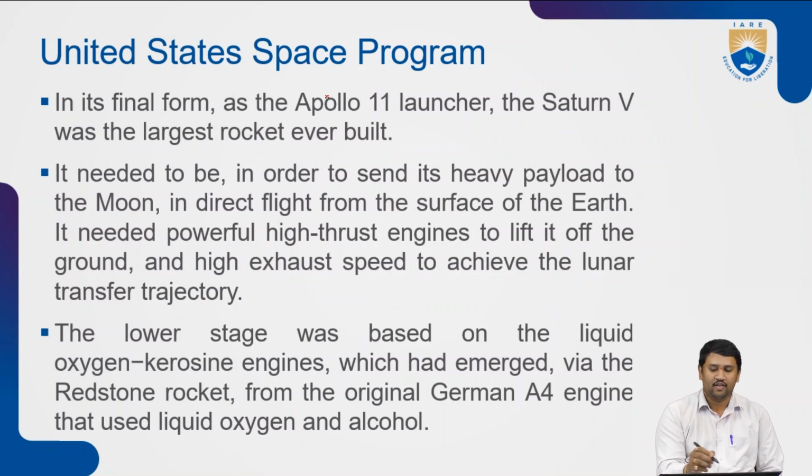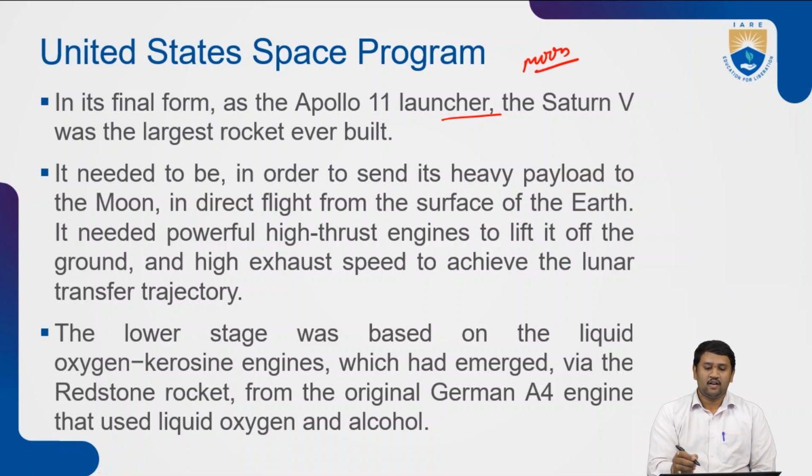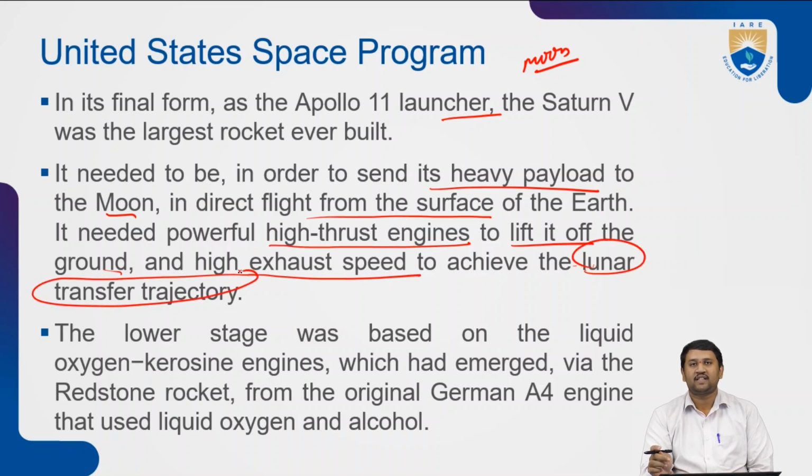Now, in its final form, as the Apollo 11 launcher, the Saturn V was the largest rocket ever built. Because it was planned to take the mass, particularly a satellite or any vehicle, directly to the moon, right? In order to send its heavy payload to the moon in a direct flight from the surface of the Earth, it needed powerful high thrust engines to lift off the ground, and a high exhaust speed to achieve the lunar transfer trajectory. This lunar transfer trajectory we will be discussing in your upcoming classes.